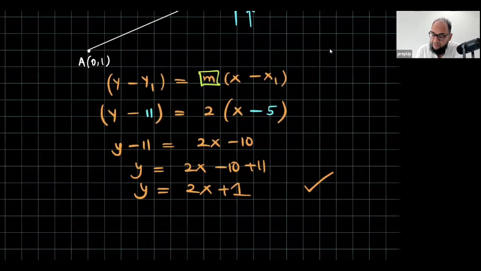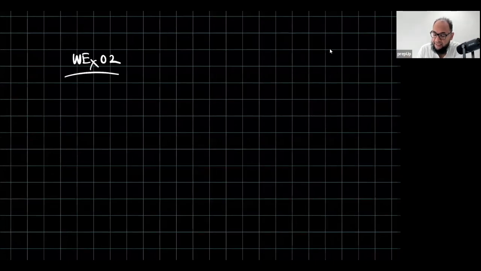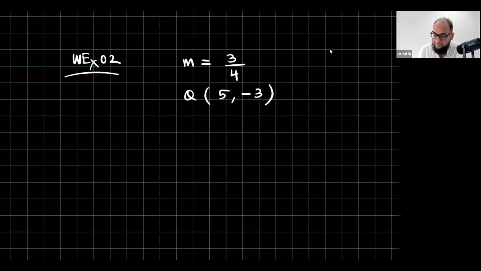So now let me also use some other values. Let's say worked example 2. So the previous one was worked example 1. Now this is worked example 2. Let's say the gradient is given as 3/4. And let's say a point Q is given, (5, minus 3). Find the equation of a line.